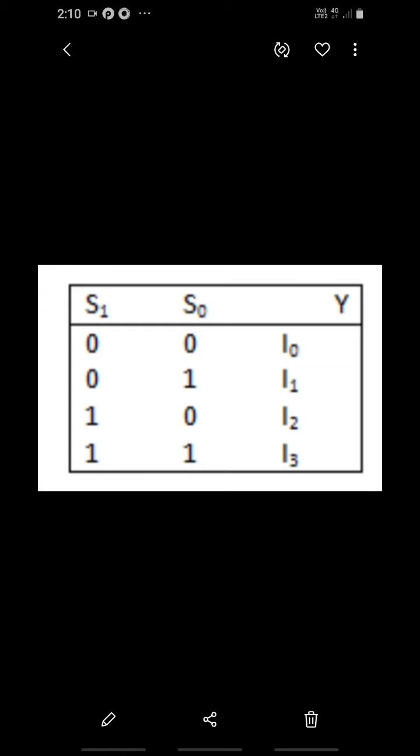When applying S0 S1 equal to 1 0, the third AND gate is enabled but all other AND gates are disabled. Therefore it gives the output Y equal to I2 S0 bar S1. The next, whenever applying S0 S1 equal to 1 1, the fourth AND gate is enabled and all other gates are disabled. Therefore it gives the output Y equal to I3 S0 S1.